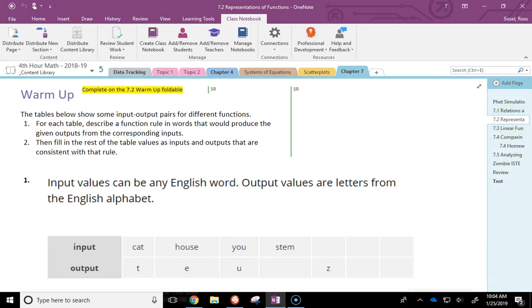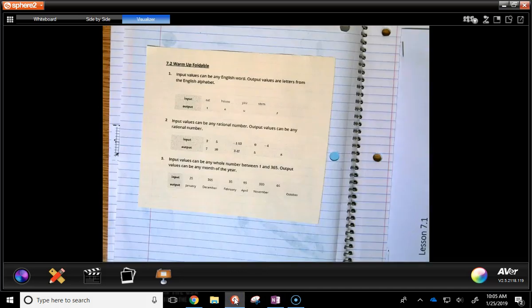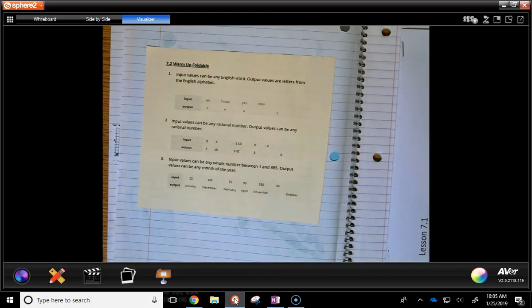If you go to the warm-up, I think it's in your notebook. Turn the page. It's that. I think it came right after your foldable. 7.2 warm-up. If you get it right, I'll give out some Starbucks today.